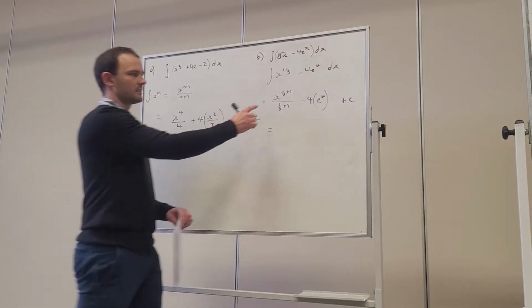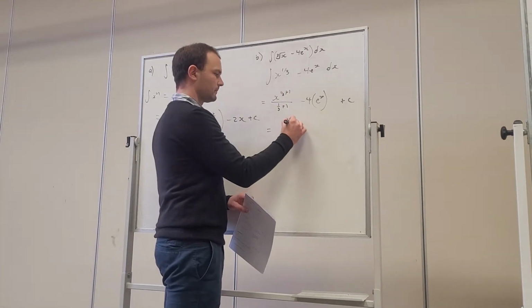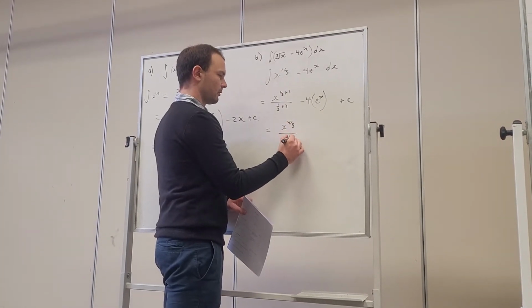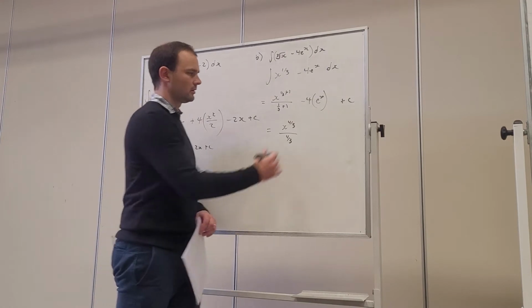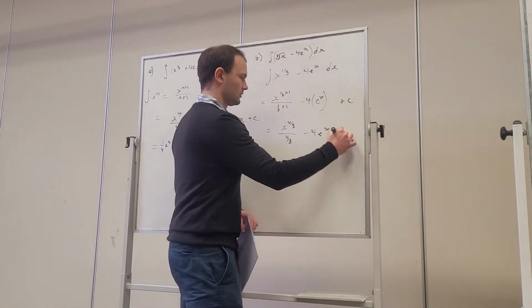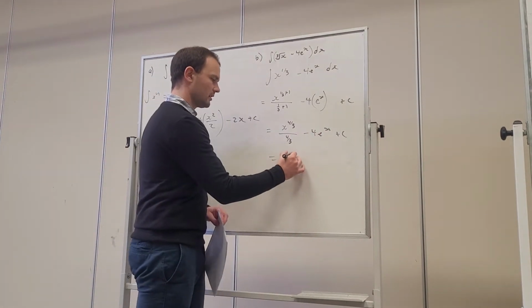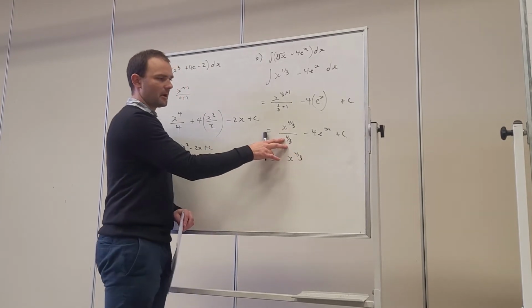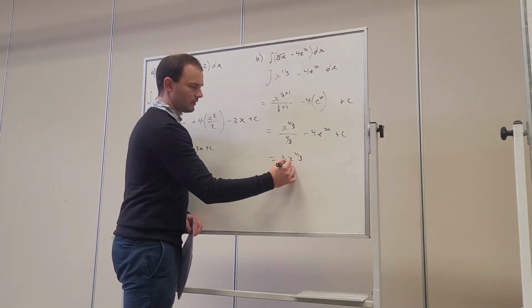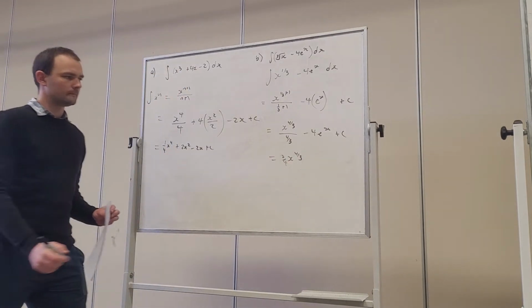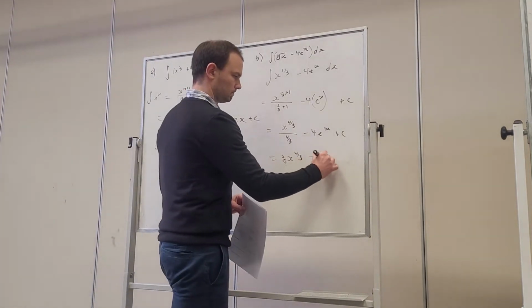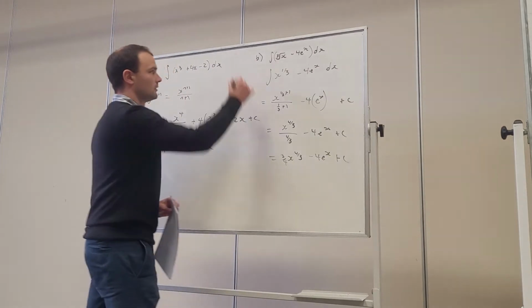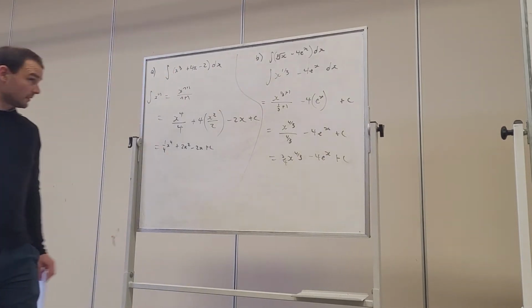Alright, so this is going to be x to the power of 4 on 3, on top of 4 on 3. Which is x to the 4 on 3, but when we're dividing by 4 on 3, it becomes 3 on 4. There we go. There's A and B.